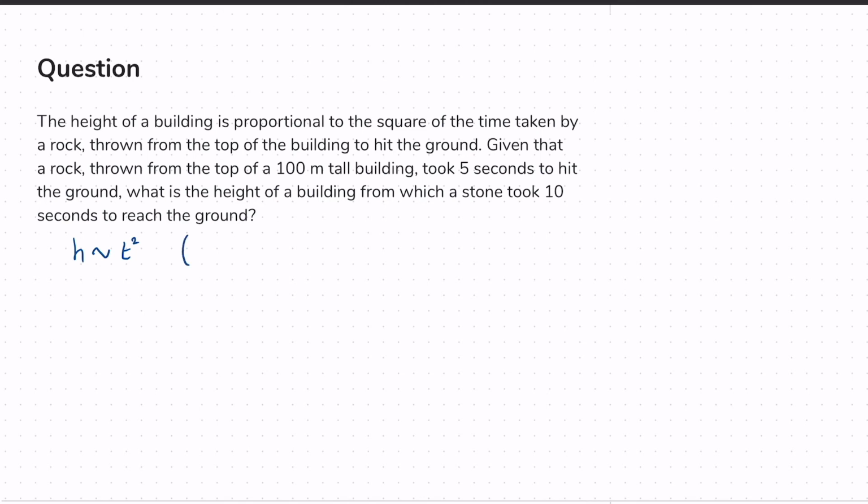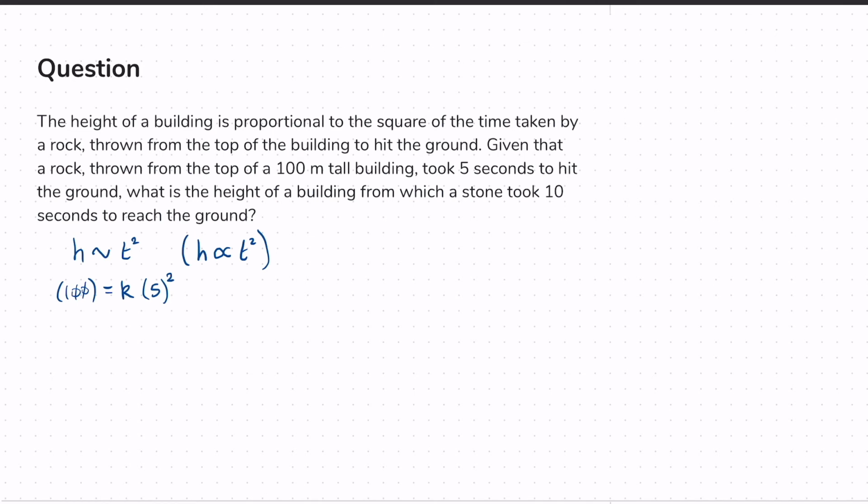Okay, another way you can write this is with this little figure here, but I'm not good at consistently writing that, so I prefer the little tilde. All right, so let's keep going with the left-hand side. Given that a rock thrown from the top of a 100-meter tall building took 5 seconds. So the height is 100, and that's equal to some scale factor times the time, which is 5 seconds squared.